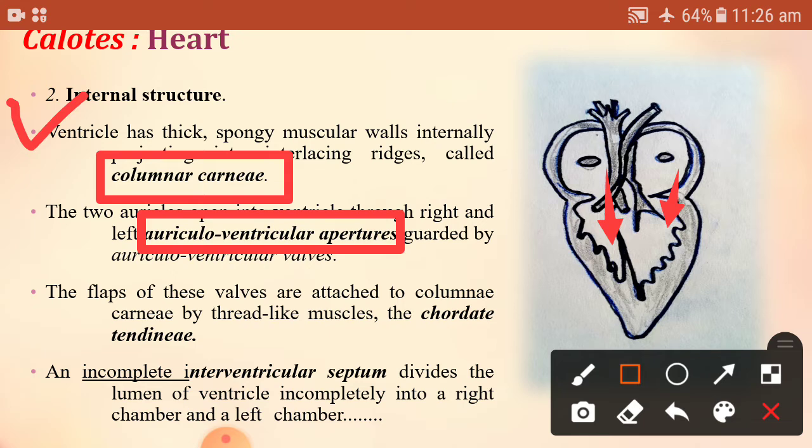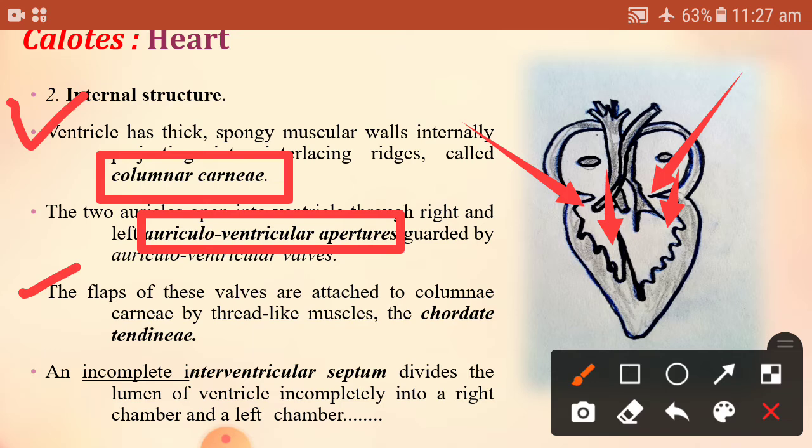And these apertures are again guarded by valves, which check the backward flow of the blood. The flaps of these valves are attached to columnae carneae by cord-like, thread-like structures called chordae tendineae. Chordae tendineae are small cord-like structures by which these valves are attached to the internal side of the heart.